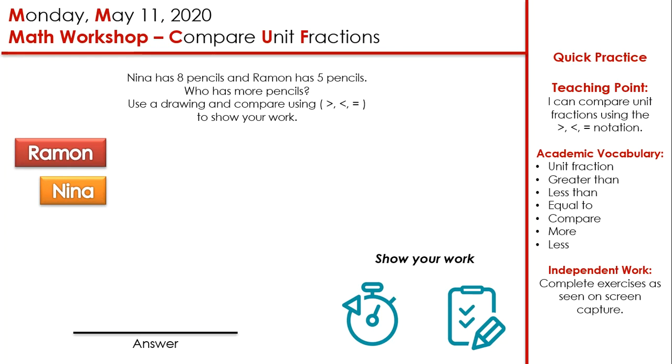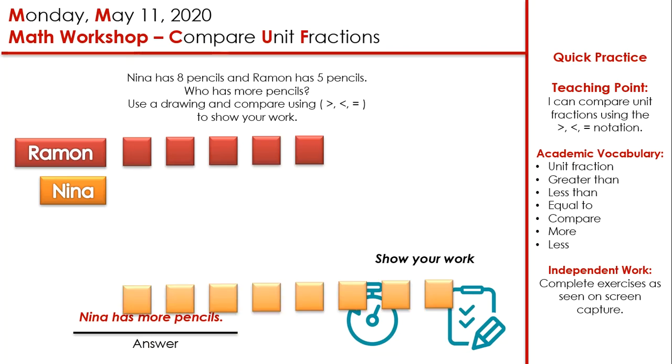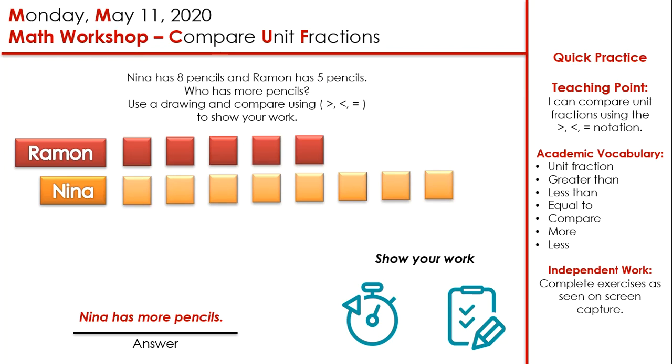But this exercise actually helps us to refresh a little bit this concept that we worked on some time ago. So right here, in order for me to represent the situation, I will have 2 labels, one for Ramon and another one for Nina. So what I'm going to do is represent the amount of pencils that each one of them already has. So for Ramon, we will have 5 pencils, right? And for Nina, we already have 8.